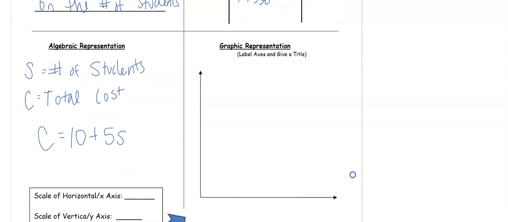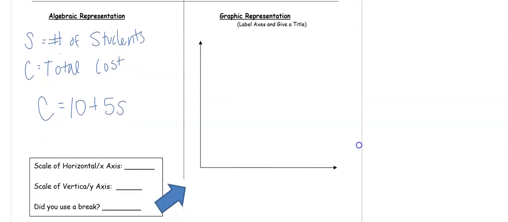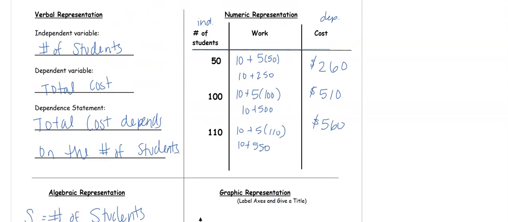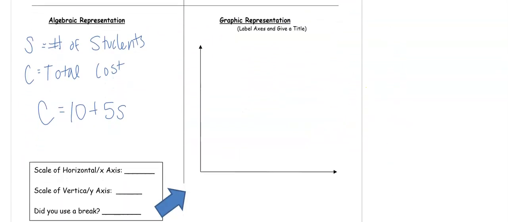Okay, now there's one more way we can represent this, and it's the graphical representation. So the scale of our horizontal axis, this is our independent. Independent always goes on the x-axis, and our dependent always goes on the y. So we would say this is number of students, and this is our total cost. Okay, really important to label. Okay, label axis and give a title. So we will say banquet.